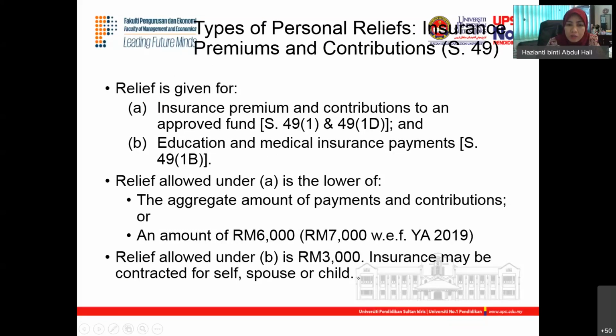3,000, and insurance may be contracted for self, spouse or child. Insurance boleh atas nama anak, nama wife juga. And the person can claim the relief. Ini pun kita akan tengok example in the question later.